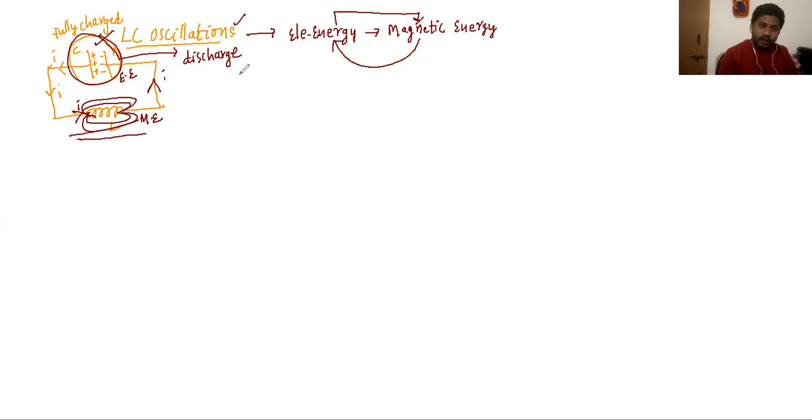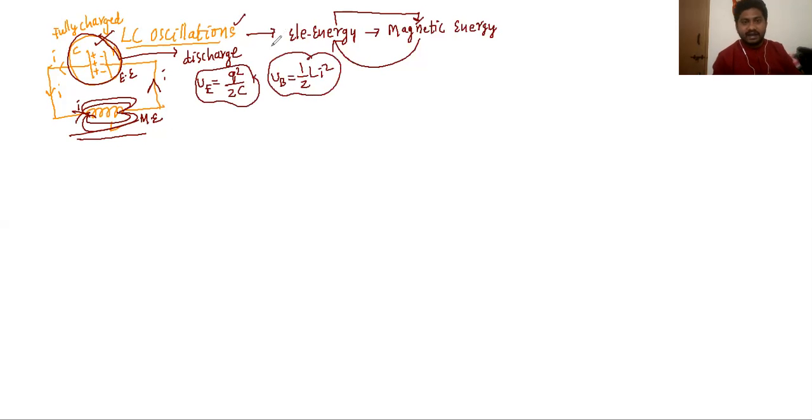Before moving to that, listen: when the capacitor is fully charged, the electrical energy stored in it is Q square by 2C. What is that? Q square by 2C. This is when the capacitor is fully charged, my dear students. When the inductor is fully magnetized, the magnetic energy stored in this inductor is U_B equal to half L i squared. Any confusion here? These are the equations you might have learned in the lower classes, meaning the last sessions. Now, let's begin the topic.